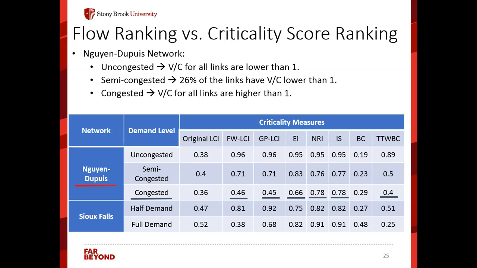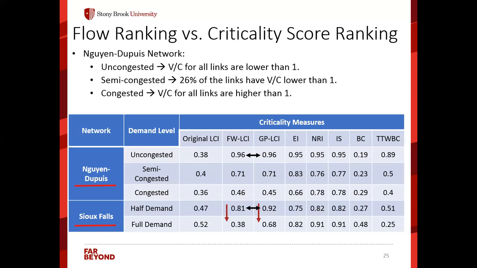And when we look at the final, the congested, the correlation with the flow for Frank-Wolfe LCI and GP LCI still is not as highly correlated compared to the other select measures. Only difference being travel time weighted betweenness centrality. And if you look at the Sioux Falls network, the decrease is very high, and we also lose the agreement between the Frank-Wolfe LCI and GP LCI.